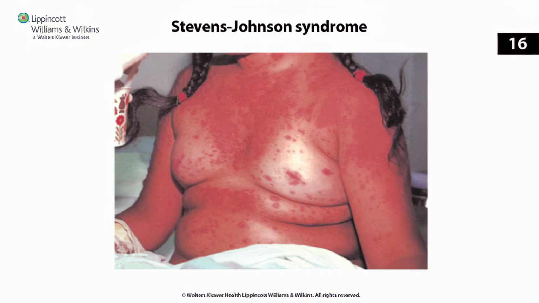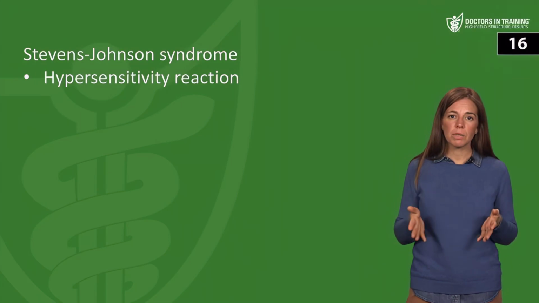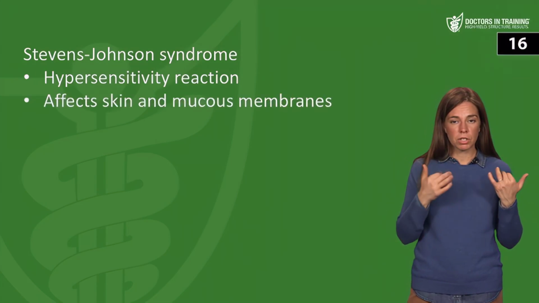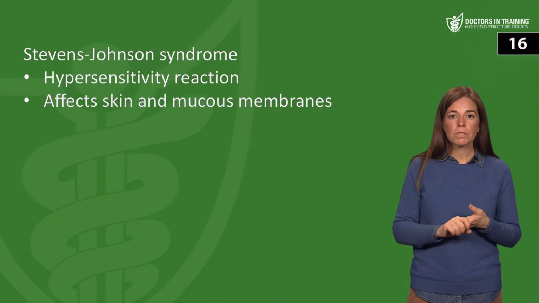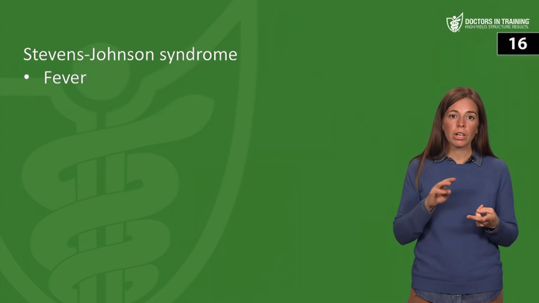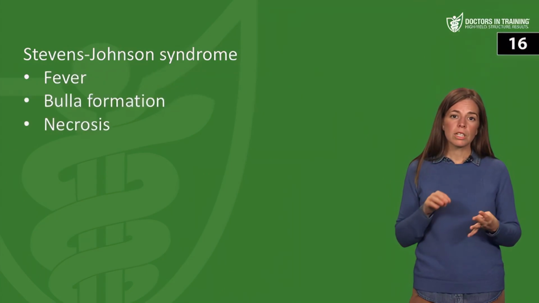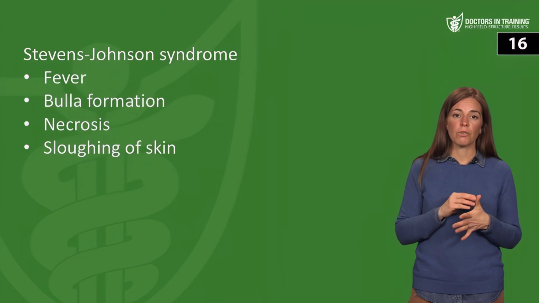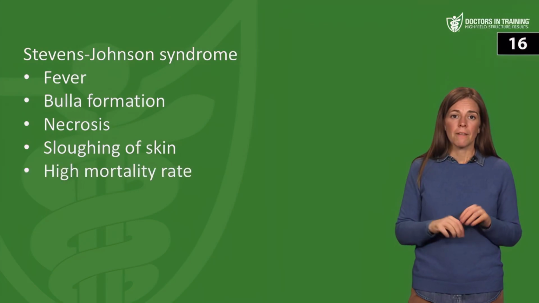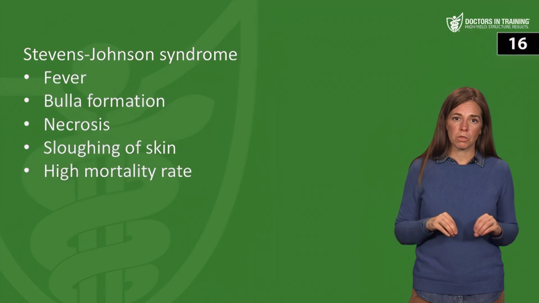Okay, then Stevens-Johnson syndrome. This is a very severe and terrifying skin condition where cell death leads to the separation of the epidermis from the dermis. This is thought to be a hypersensitivity reaction that affects not only the skin but the mucous membranes as well. So the symptoms of Stevens-Johnson include fever, bulla formation, necrosis, sloughing of the skin, and unfortunately a high mortality rate. This is one of the few dermatologic emergencies.